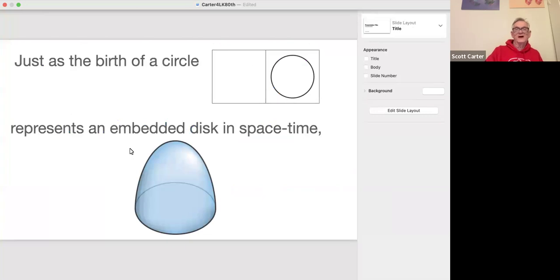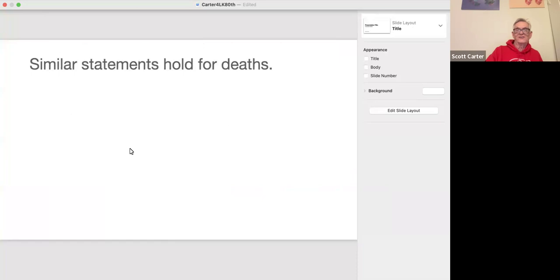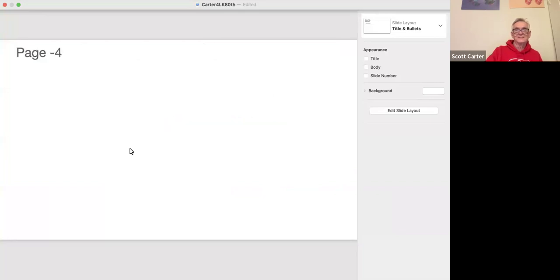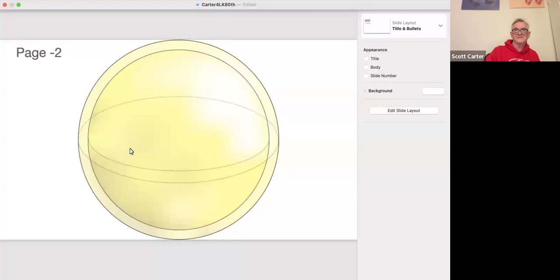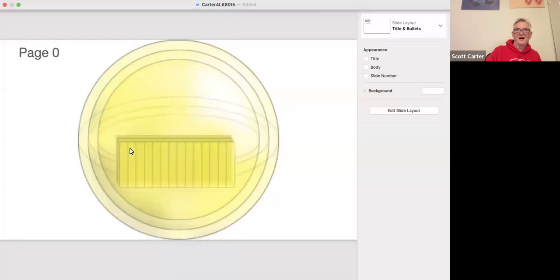Okay, so let me remind you that the birth of a circle represents an embedded disk. The birth of a sphere represents an embedded three ball. And similar things hold for higher dimensions. And so we're going to show this folding of this three sphere now. We have a moment of Zen where there's nothing, and a sphere is born. A sphere is born inside, and then the third sphere is born. And then we're going to concentrate on this temperate region in the three sphere.